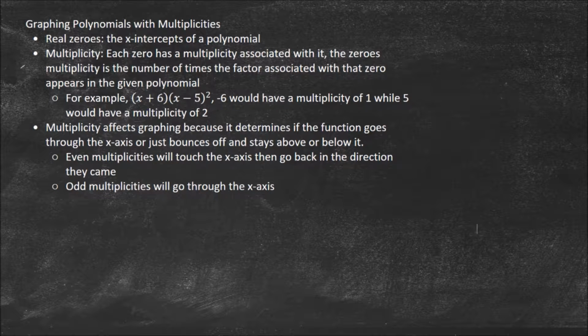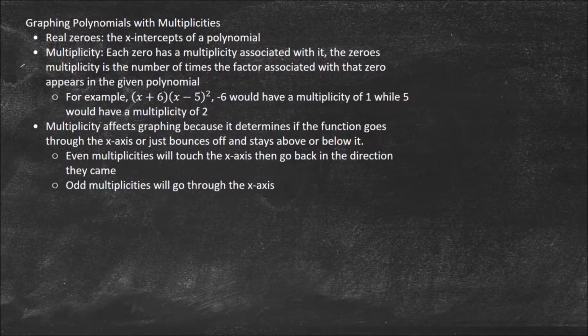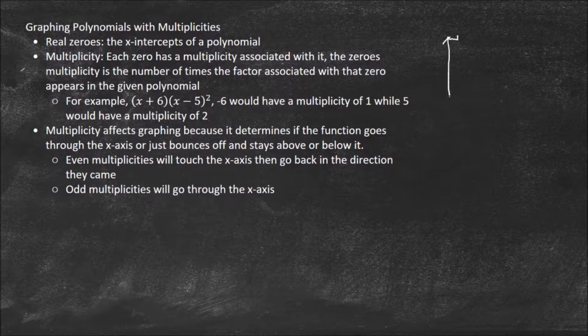We have a real zero, which is classified as the x-intercepts of a polynomial. So that's where the polynomial touches the x-axis. Let me draw one here really quick, an axis. If we have something that looks like this, our real zeros would be these points where it touches the x-axis. So we got one here, and we got one here. So those are our three real zeros.